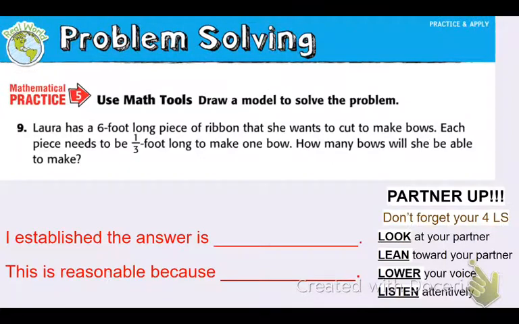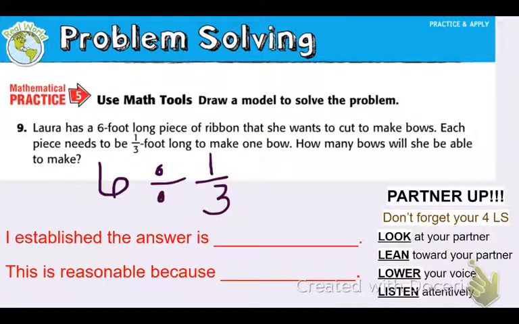All right, number 9. Laura has a 6-foot long piece of ribbon that she wants to cut to make bows. Each piece needs to be 1/3 of a foot long to make one bow. How many bows will she be able to make? Well, she has 6 feet, right? And she's going to be dividing that by 1/3 to see how many she can make.